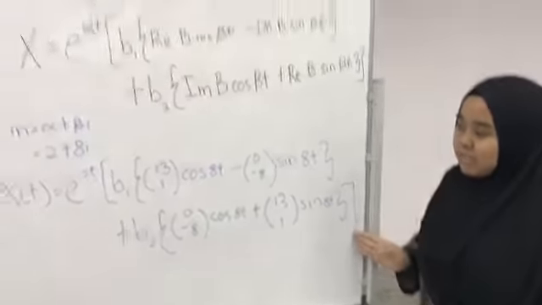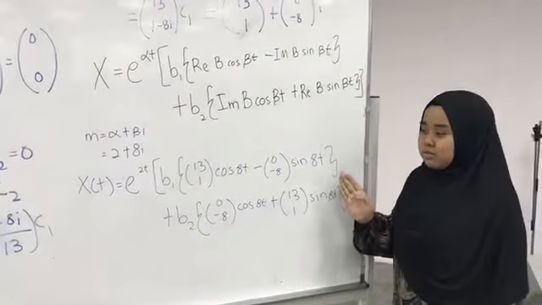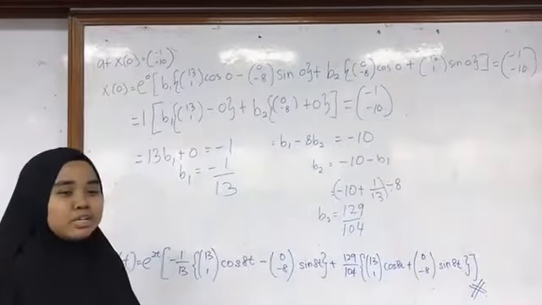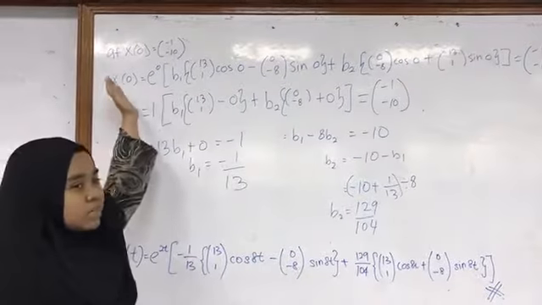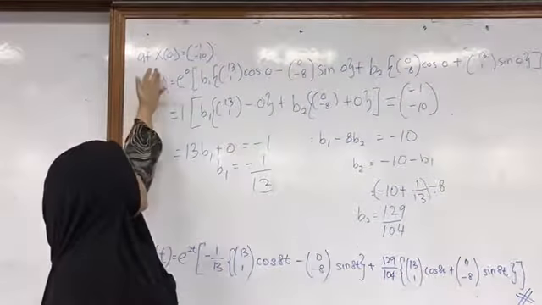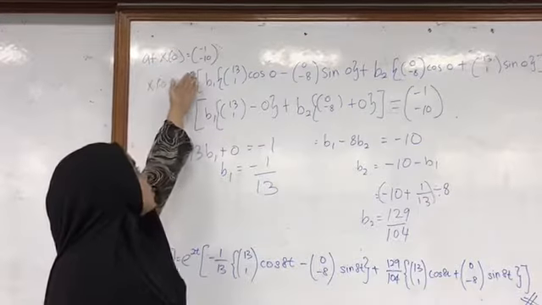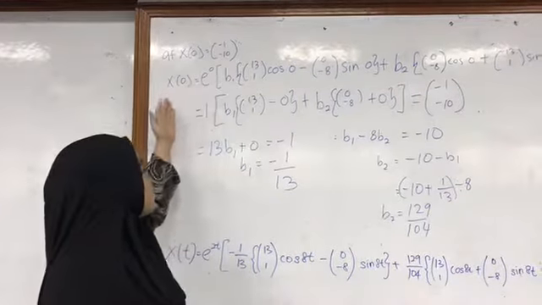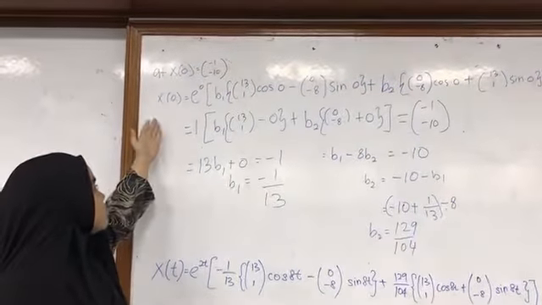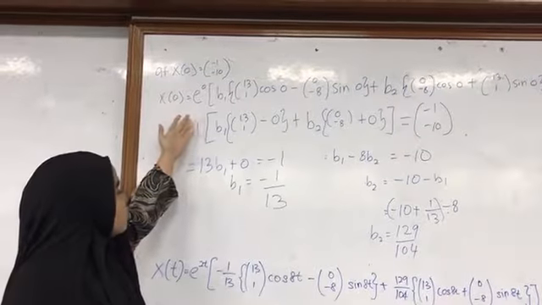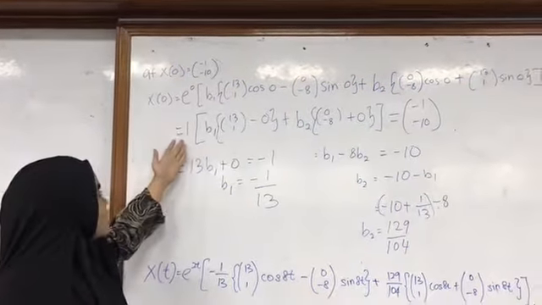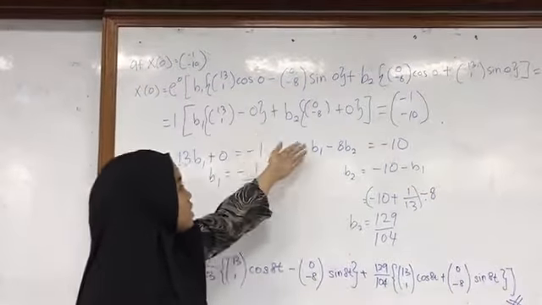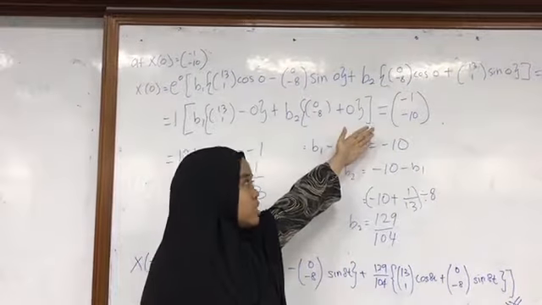This is the formula. Now I will continue to find the b1 and also b2. Okay. In the question, it gives the condition that when t equal to 0, x equal to negative 1 and negative 10. So we substitute t equal to 0, and we get b1 (13, 1) minus 0 plus b2 (0, negative 8) plus 0 equal to (negative 1, negative 10).